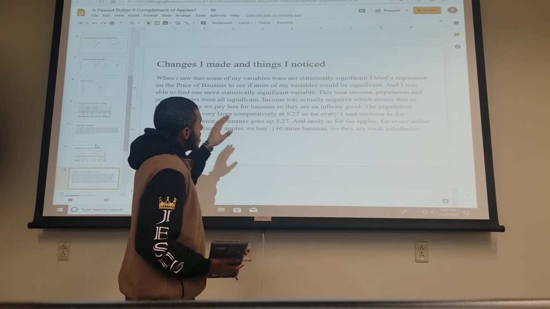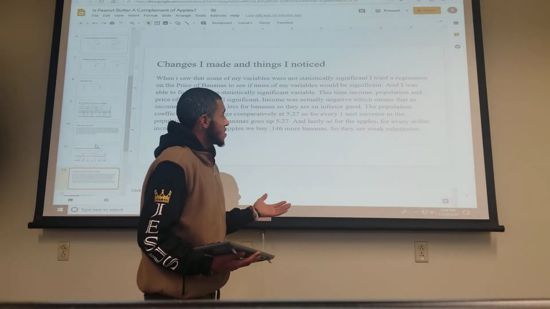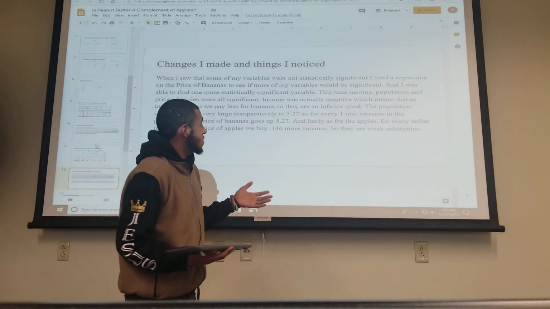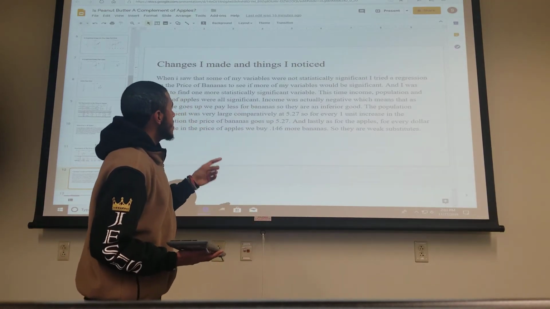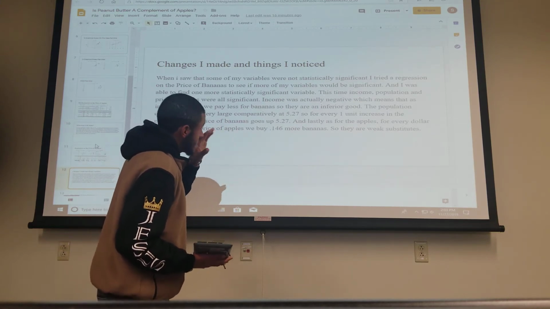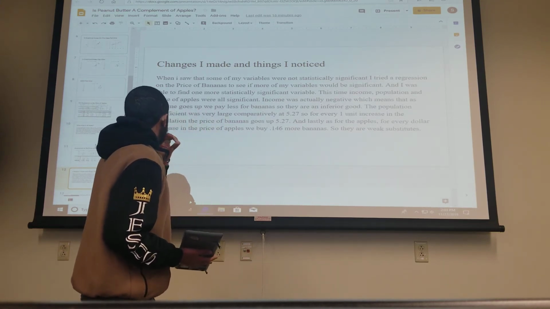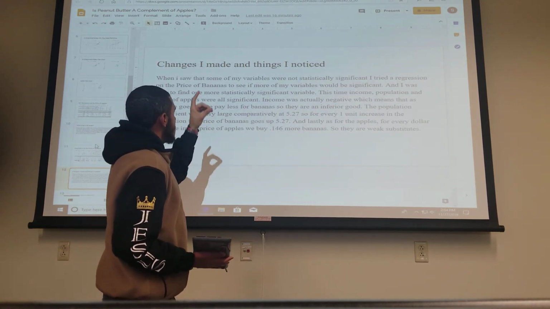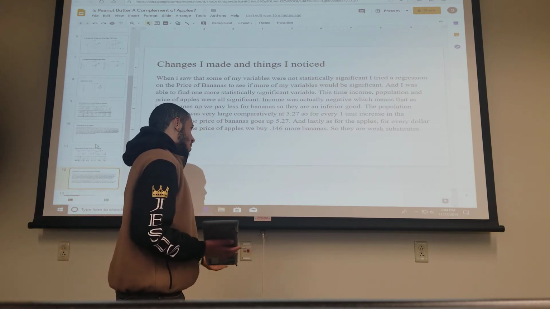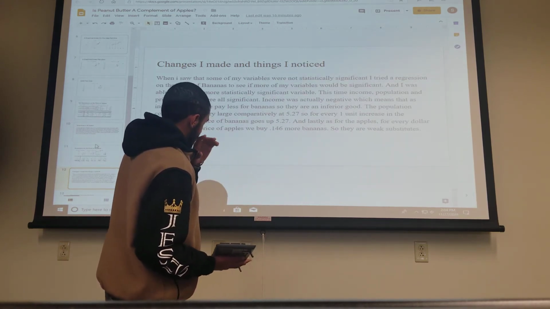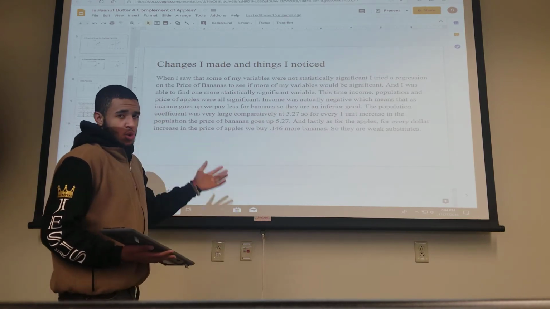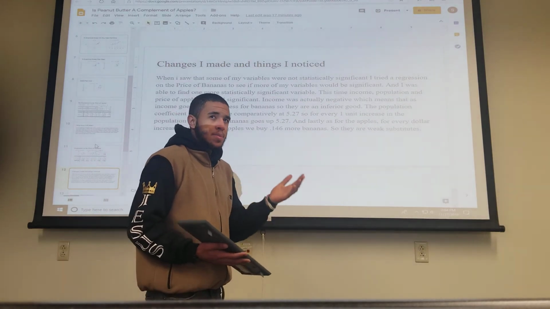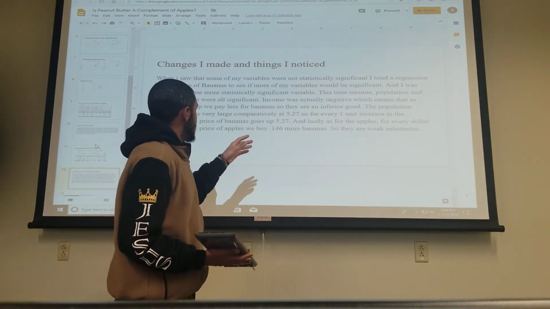So when I saw that some of my variables were not statistically significant, I tried a regression on the price of bananas to see if more of my variables would be statistically significant. I got lucky, and one was actually more statistically significant. I believe I said it was population, but this time income was actually negative, which means that as income goes up, we buy less bananas, so they're an inferior good in this case. And the population coefficient was quite large at 5.27, which again makes sense. Population goes up, we expect people to buy more of certain goods.